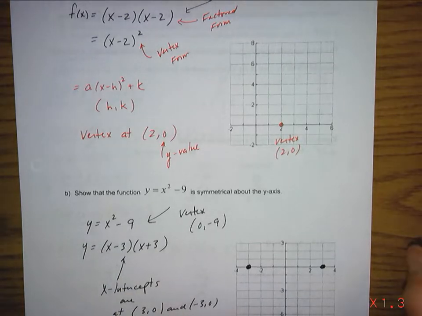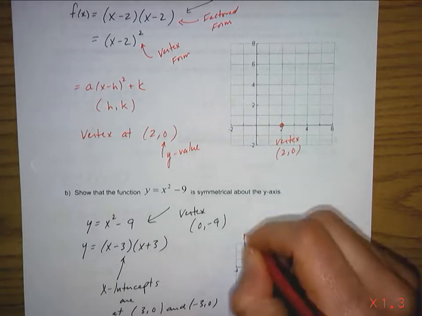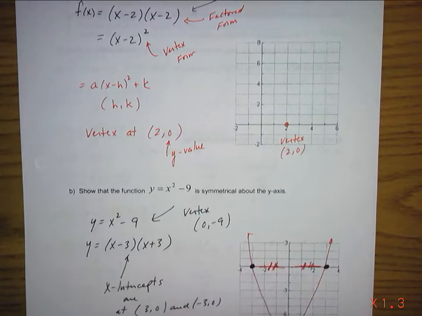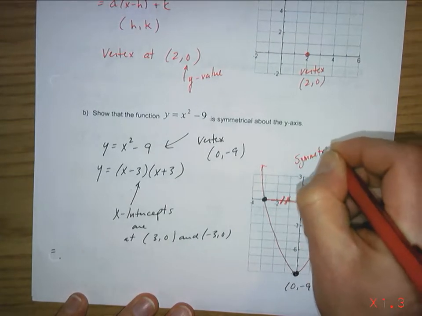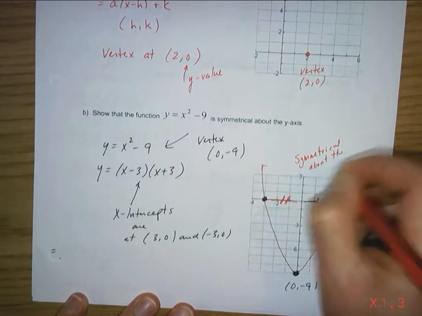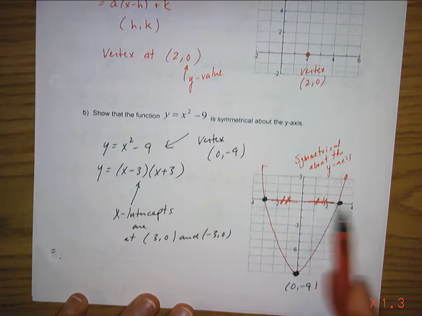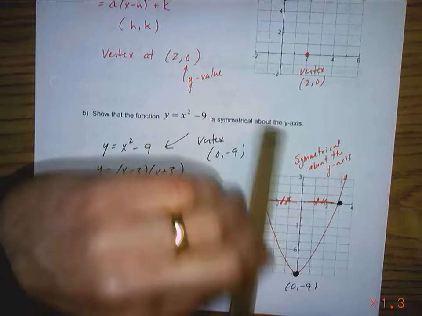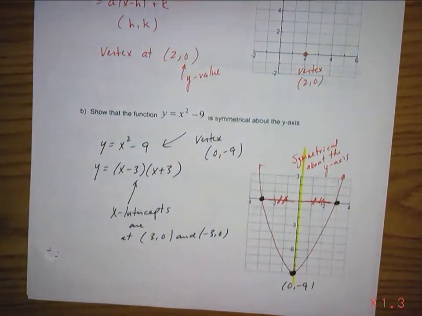But in any case, because I have my x-intercepts on either side an equal distance from the y-axis, what that shows is that this is symmetric about the y-axis. Meaning that whatever's on this side of the y-axis is mirror imaged on that side of the y-axis. And I think it goes without saying that here's your y-axis, right? So that's how that works.